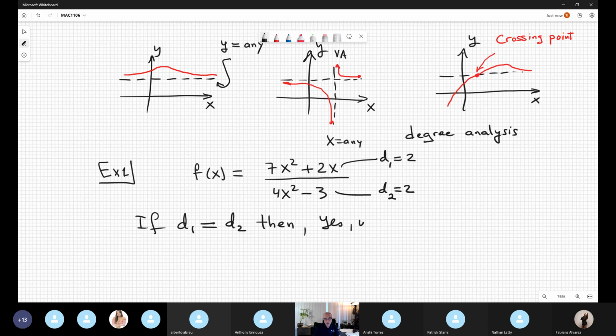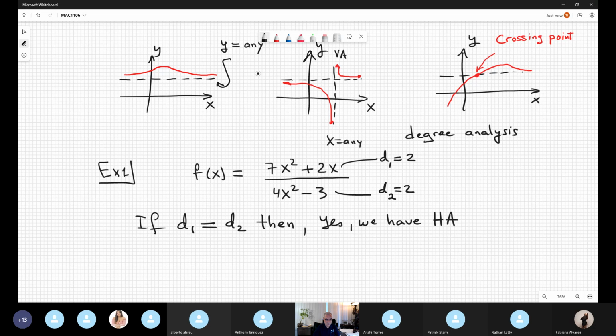yes, we have a horizontal asymptote. So one analysis, degree analysis, is you analyze the degrees. If the degree is the same, yes, we have a horizontal asymptote. Let's see if the degree is different, but so far, 100% you can affirm it. If the degree is the same, we have a horizontal asymptote.